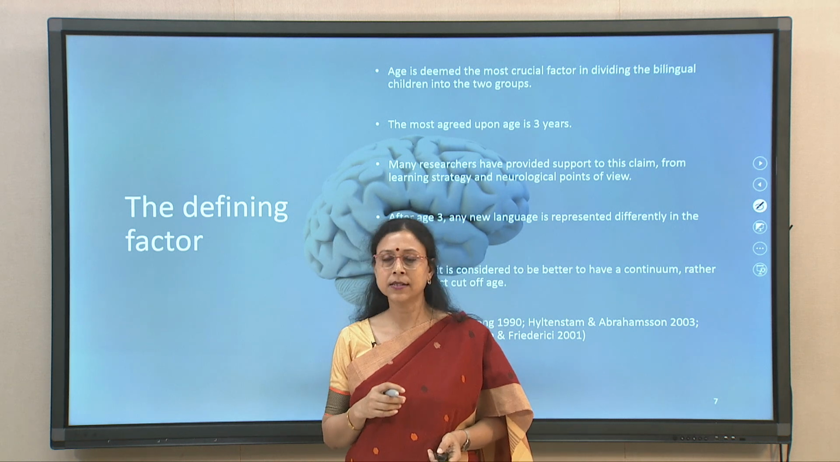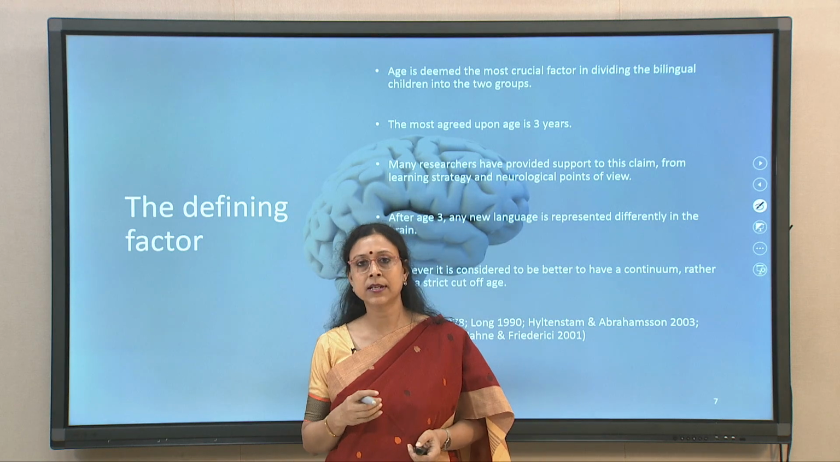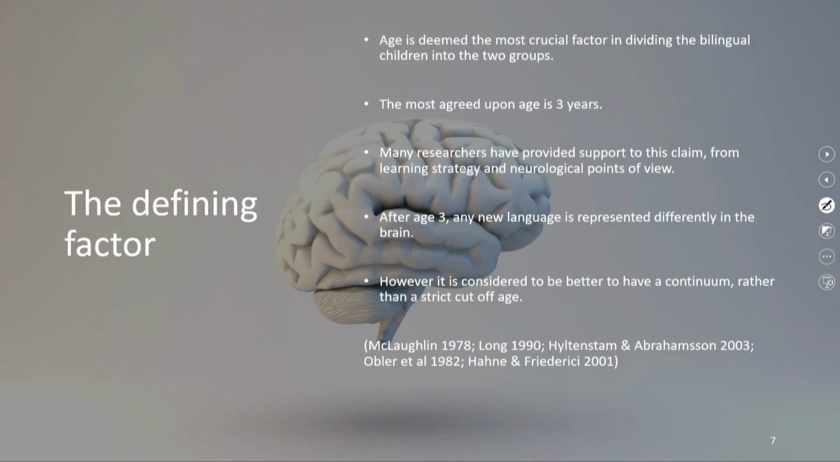Now, the defining factor in deciding which is simultaneous and which is successive is of course the age factor. There is a cutoff age beyond which children will be called successive bilinguals, and before which they are simultaneous bilinguals. What is that cutoff age? It is typically 3 years. If the child is learning another language after the age of 3, we call that child a successive bilingual, but if the other language has been learned before that, it is called simultaneous bilingualism.